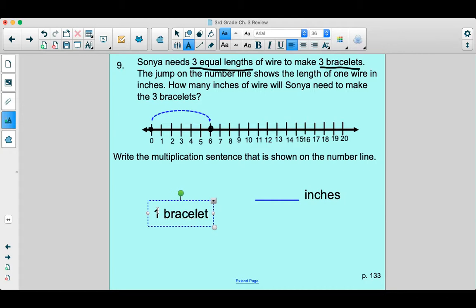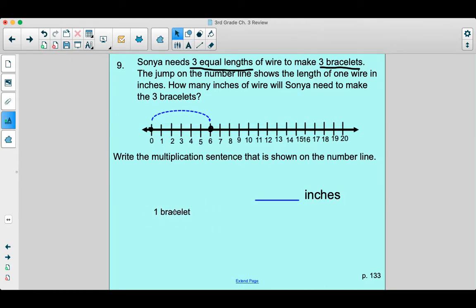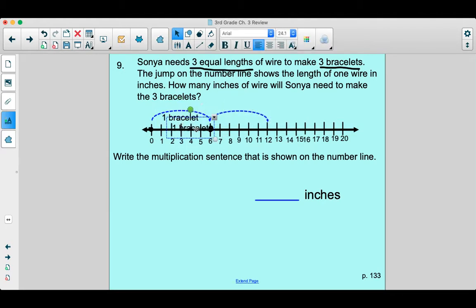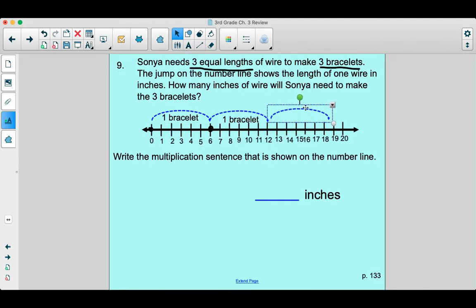Oh my goodness. You guys, sometimes things just go a little nuts. Okay, so this is like 1 bracelet in here. So if we wanted to do a second bracelet, we'd have to hop to the 12. So that's another bracelet. And then she wants to make 3 bracelets, so we need to hop again because that's our bracelets, right? So now I have 3 bracelets, 1, 2, 3.